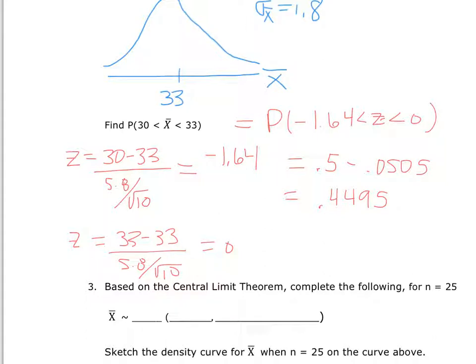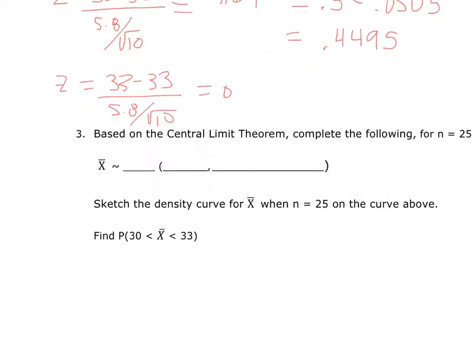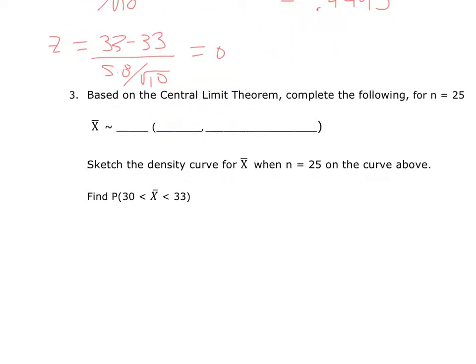Now remember that when we found the probability that x was between 30 and 33, we got something much lower. We got 0.15, and here we get a probability of 0.4495. Now let's look at a different sample size. Suppose we have a sample size of 25. Let's see how things change here.